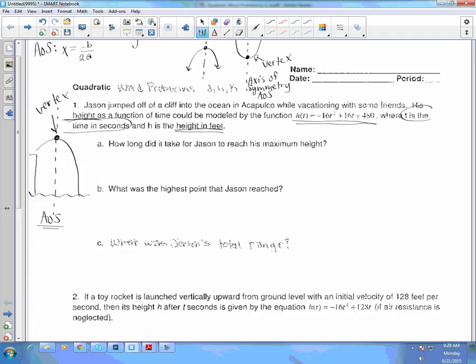Okay, so on part A, we have to first find the axis of symmetry. It's x equals negative b all over 2a.